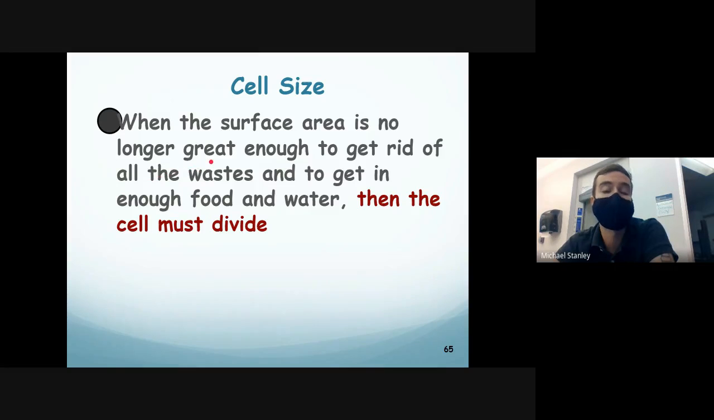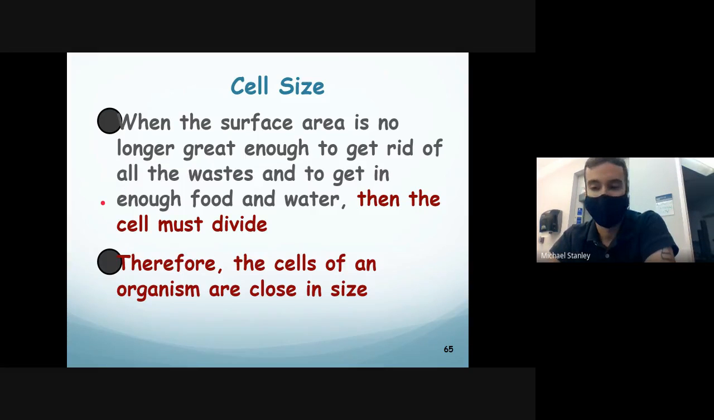So when a cell starts to get too big, it will divide, which means it reduces its surface area by a little bit, but reduces its volume by a lot. It cuts it in half, essentially. So then the two new smaller cells can start growing and growing and growing again until it's their turn to divide. So for the most part, most cells inside of a single organism are fairly close in size.